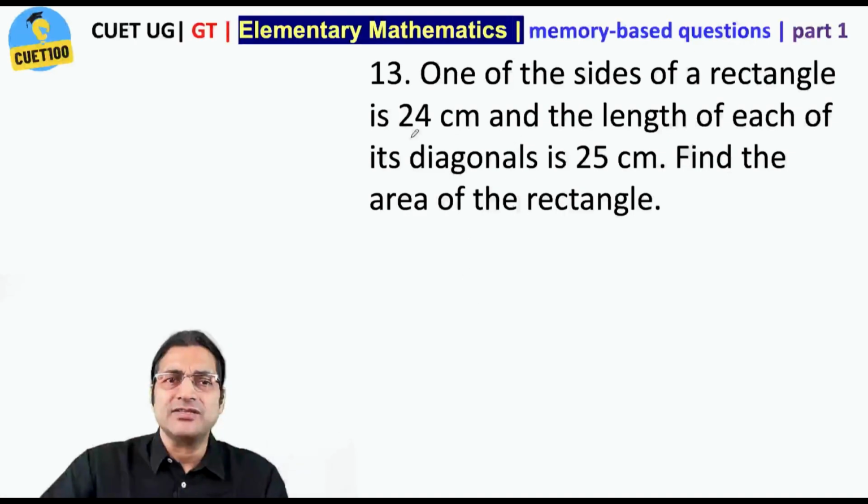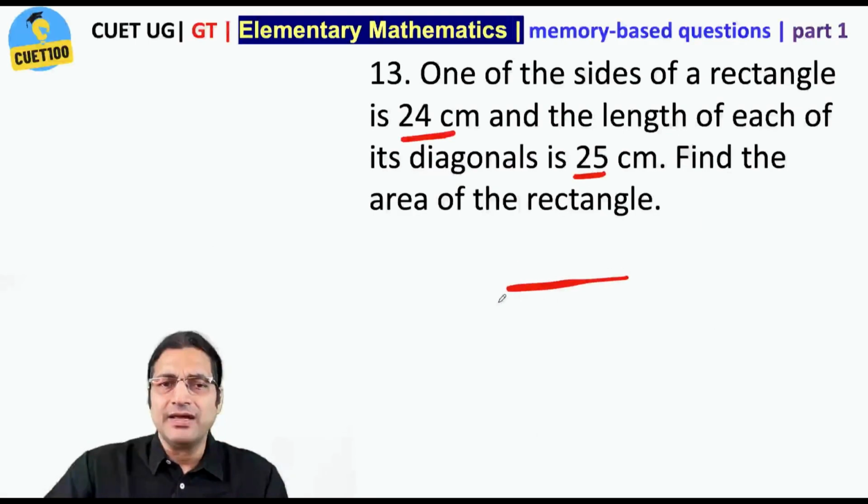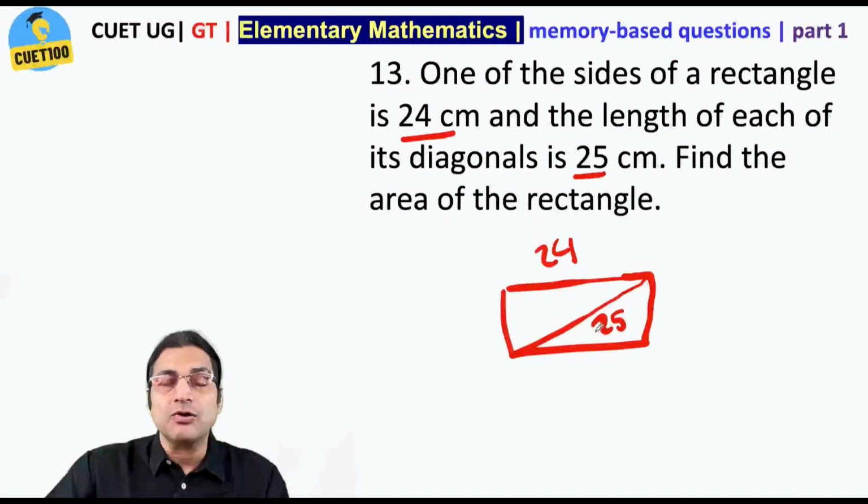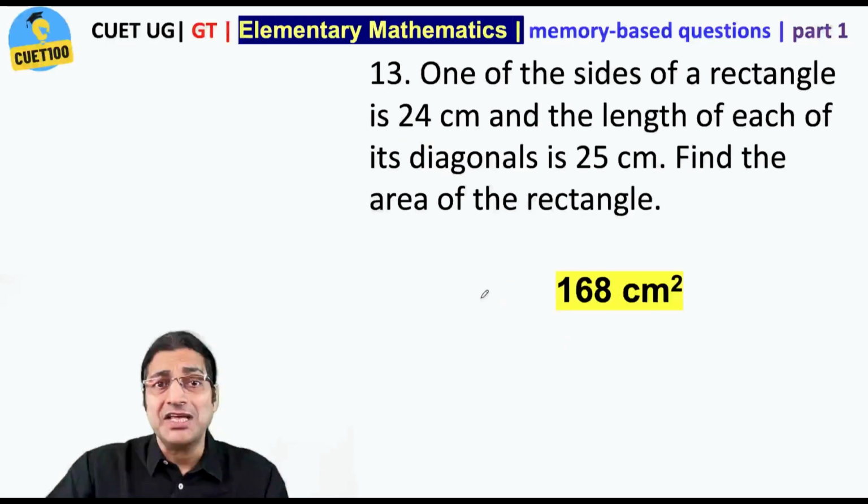Okay, one of the sides of a rectangle is 24 centimeter and the length of each of its diagonals is 25 centimeter. Okay, this is 24 and this is 25. Again, Pythagorean triplet, 24, 25, this has to be 7. And if length is 24, breadth is 7, the area is nothing but 24 into 7, that is 168.